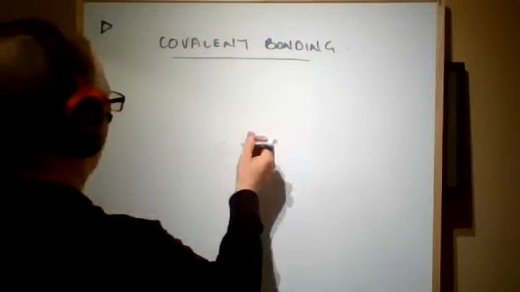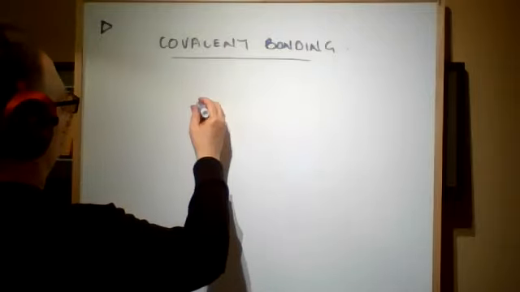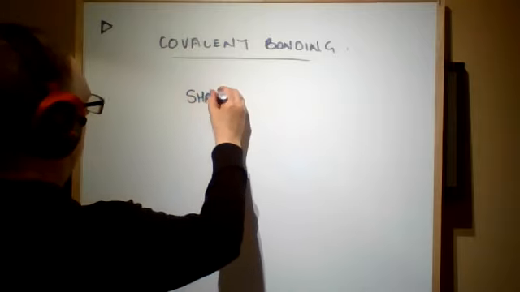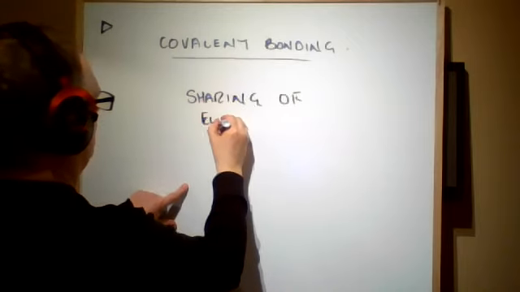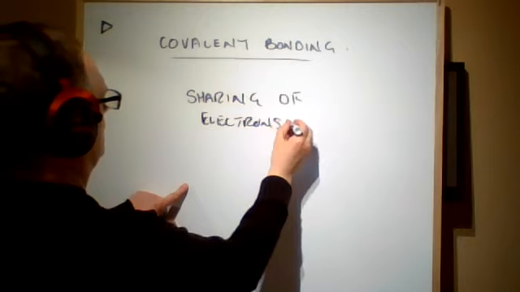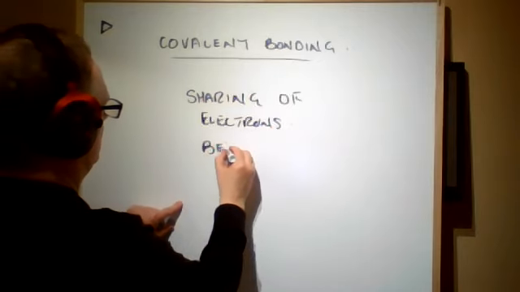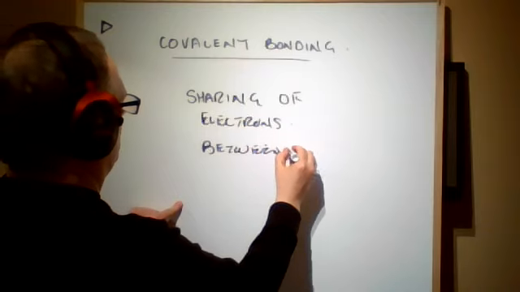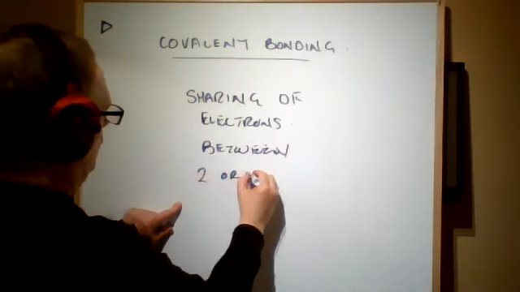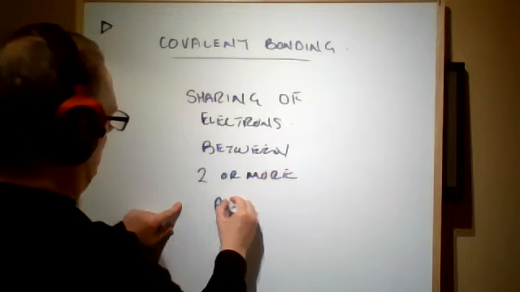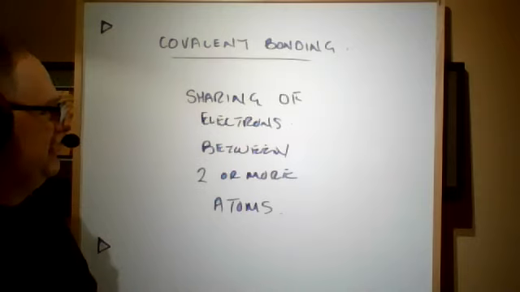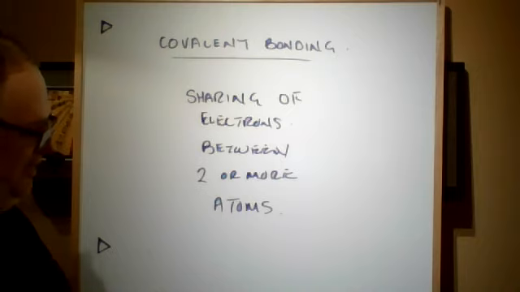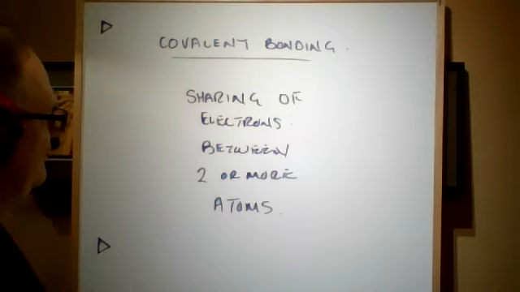Okay, so the important thing for us to look at with covalent bonding is that what we're doing is really the sharing of electrons between two or more atoms. Okay, and the first example that I'm going to give you of this is going to be a molecule that's made up of 3 atoms, and quite an interesting one to take a look at.